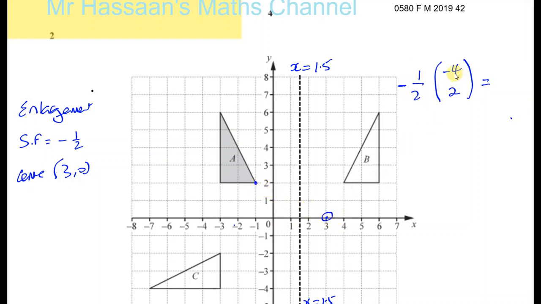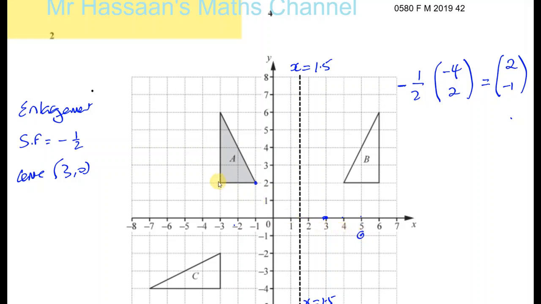So -0.5 times -4 is +2, and -0.5 times +2 is -1. So you have 2 and -1 as a vector that will take you from our point to the image. So you're going to go 2 spaces to the right and 1 space down. So that is a point on the image. Okay, so I'm going to just show this in a different way. This is our center. I'll just put a blob here for now. But that's one of the points that we need to draw. That's the image of this point basically.